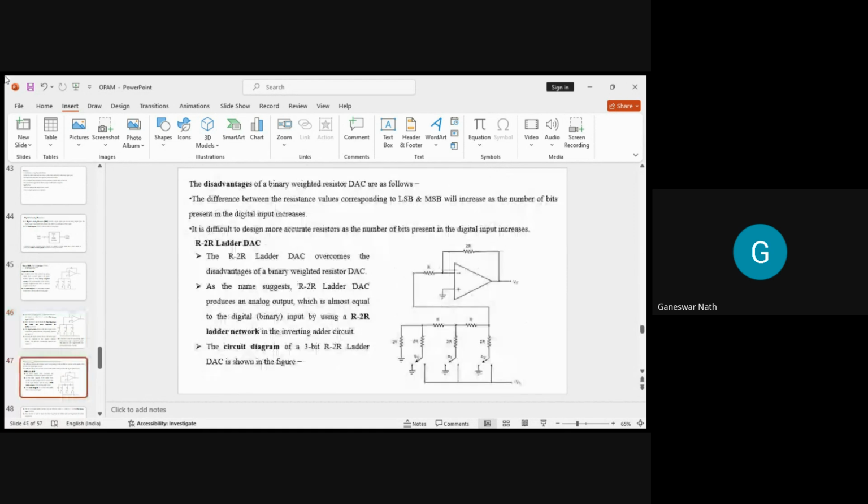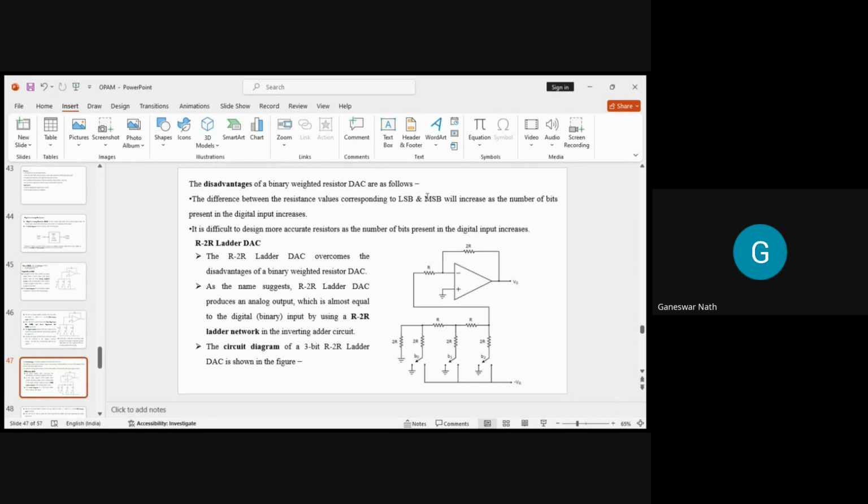Similarly, these are some disadvantages of the DAC. The difference between the resistance values corresponding to LSB and MSB will increase as the number of bits present in the digital input increases. It is difficult to design more accurate resistors as the number of bits in the digital input increases. So these are the simple disadvantages of the DAC, because here we can only get B2, B1, B0, and the two extreme inputs, that is the most significant bit and also the least significant bit.